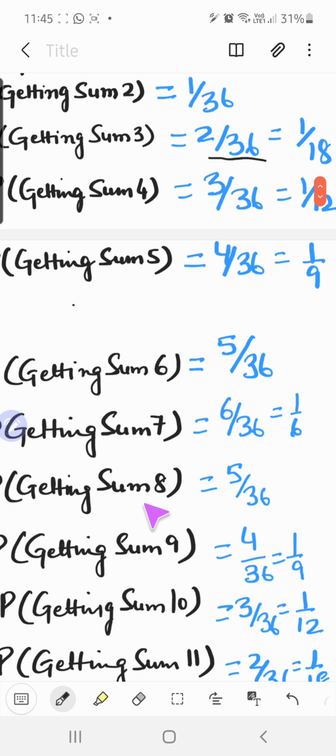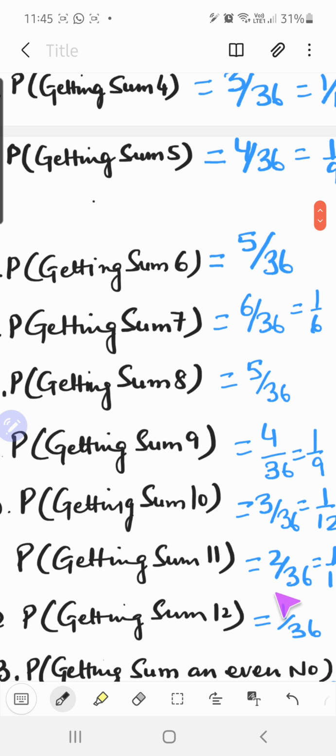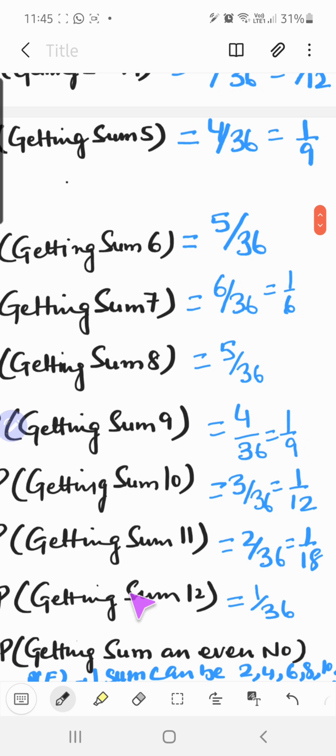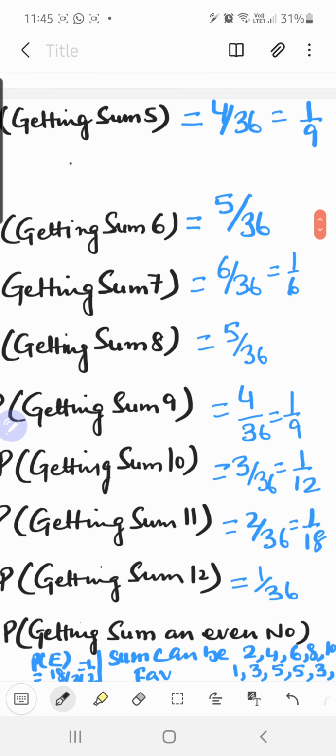If you are getting the sum 8, it will be 5 by 36. If you are getting the sum 9, it will be 4 by 36. Getting the sum 10, it is 3 by 36. Getting the sum 11, 2 by 36. And getting the sum 12, it is 1 by 36. And now bring them all in the smallest terms, to get the perfect answer.